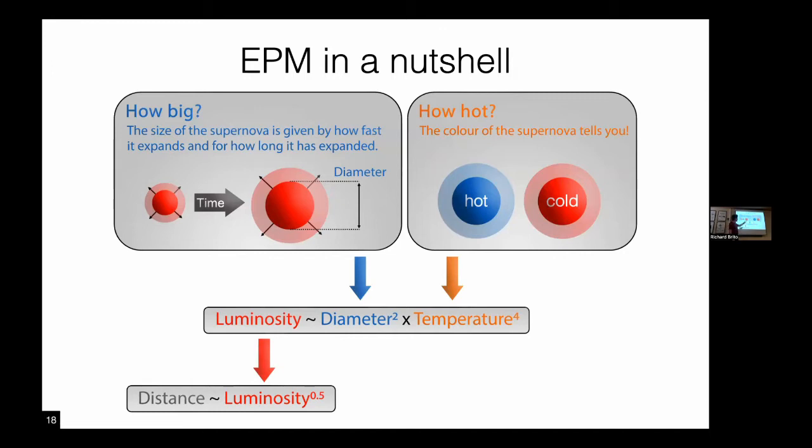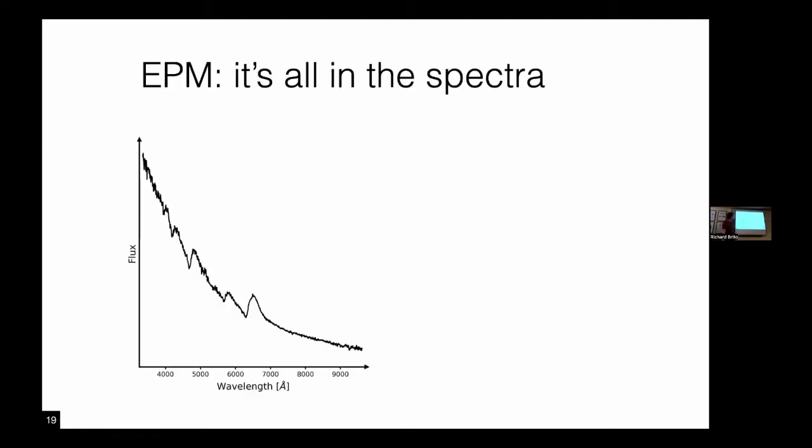The temperature is something that can be quite easily measured by fitting a black body function to the spectral continuum or to the photometry that we have. So you just measure the color of the supernova and derive the temperature. And the diameter of the photosphere can again be expressed as the velocity with which the photosphere expands times the time that has elapsed since the moment of explosion, right? That's basically the ingredients that we have.